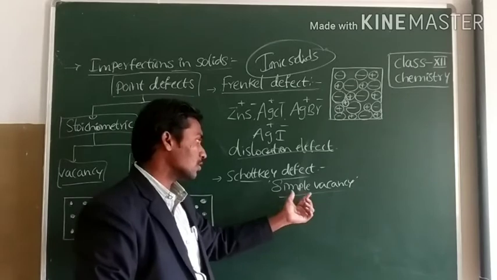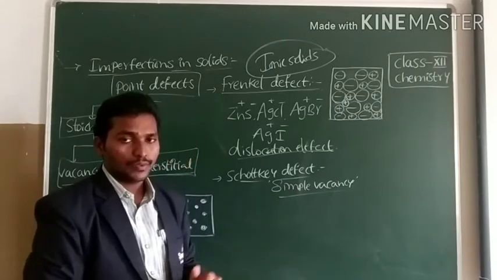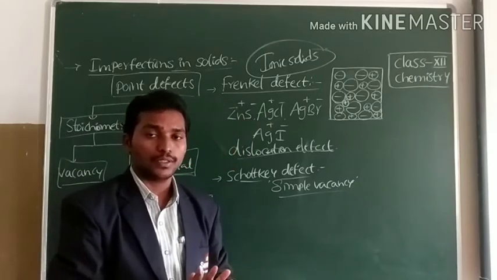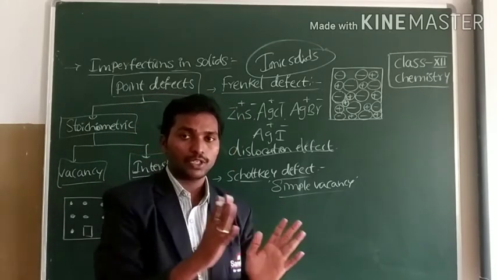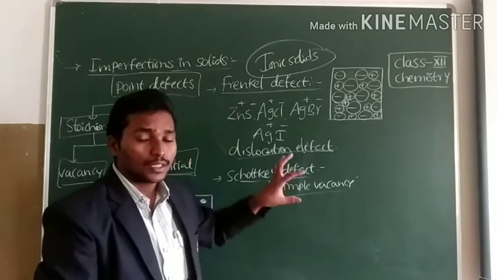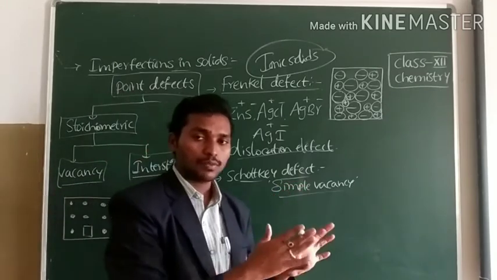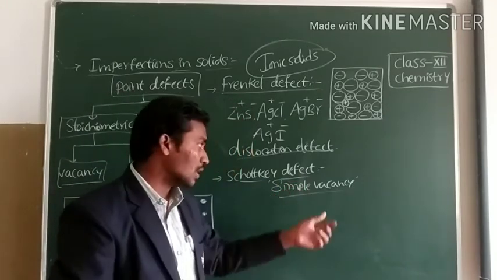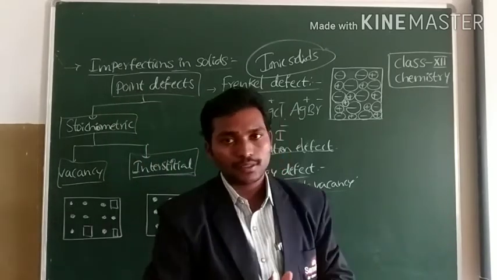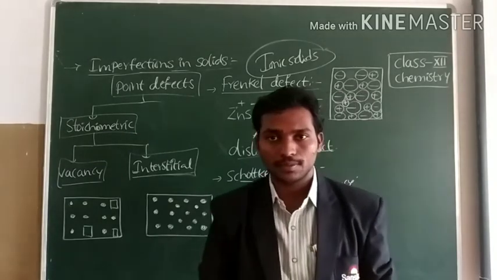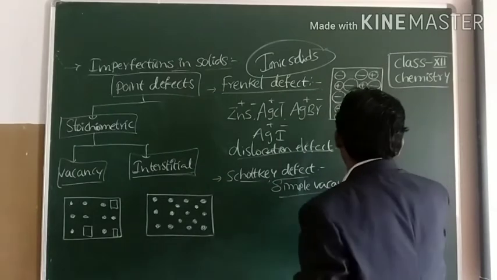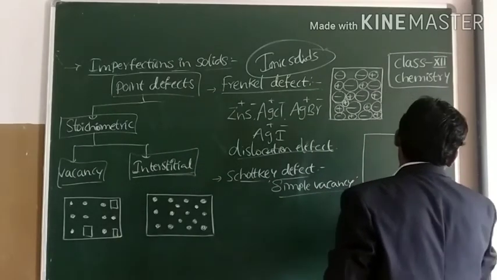See, this Schottky defect is also called simple vacancy defect because we discussed earlier that ionic solids must maintain electrical neutrality. That means the number of cations must be equal to the number of anions in a crystal lattice. That means the number of cations removed is equal to the number of anions removed, because we have already discussed vacancy defect. Vacancy defect means some of the lattice sites are vacant. So in a crystalline ionic solid, some of the lattice sites are vacant.